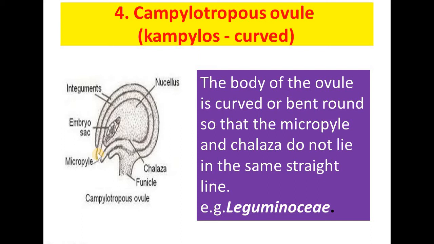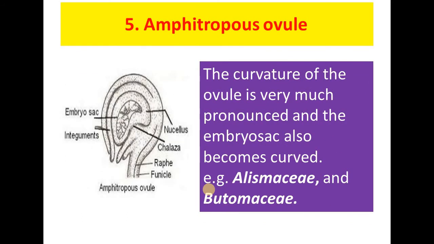That means in such kind of structure, because of the curved type of ovule, the micropyle and chalaza are not in the same straight line. So such kind of ovule will be called campylotropous type of ovule, and such kind of ovule can be seen in the Leguminosae plants. The plants which are included in the family Leguminosae, in that you can observe such kind of ovule. Then come to the next type, that is the amphitropous type of ovule.